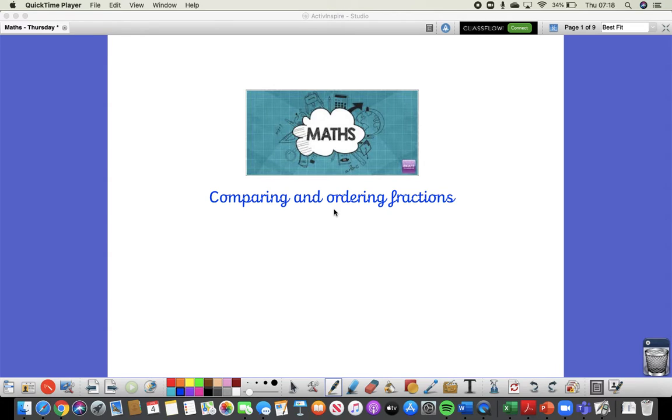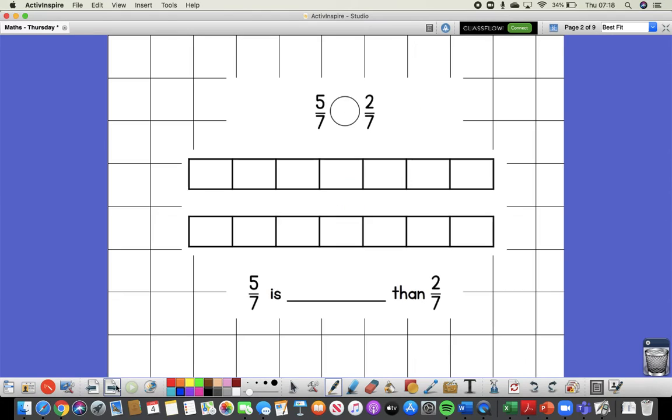We're going to be comparing and ordering fractions. So first of all, let's start off with when a fraction has the same denominators. Remember, the top numbers are our numerator, how many pieces, and our bottom numbers are denominator, that tells me how many parts it's been split into.